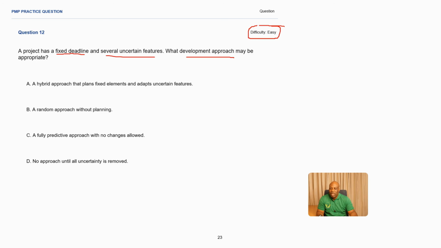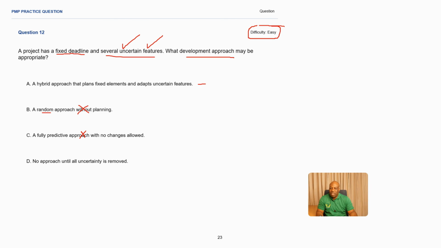Okay. So a hybrid approach that plans fixed elements, adapts certain features. Okay, makes sense. A random approach without planning. You don't do random approach. There is no development approach called random approach. So we can eliminate this one straight away. A fully predictive approach with no change allowed. So you have seen that there are also uncertain features here. Okay. So obviously a predictive approach is not going to work because the features have to be known, or the scope has to be known upfront. So we eliminate this one straight away.